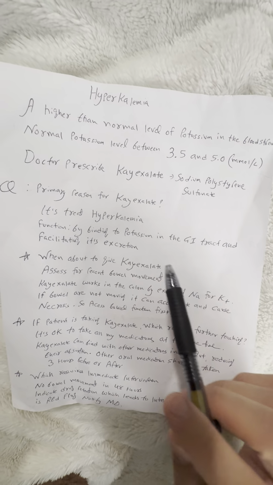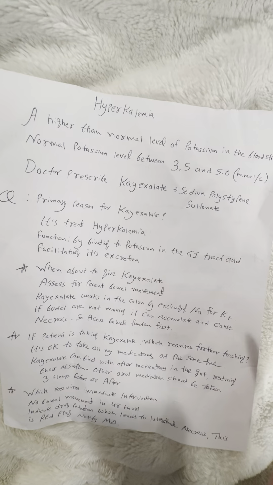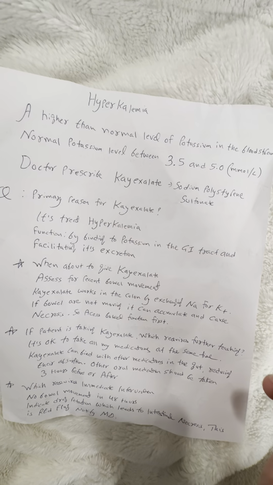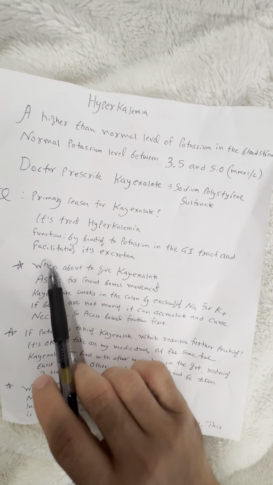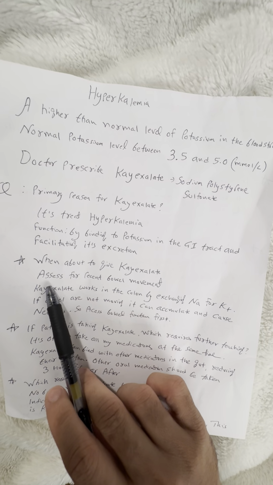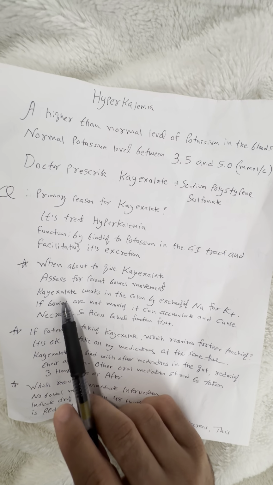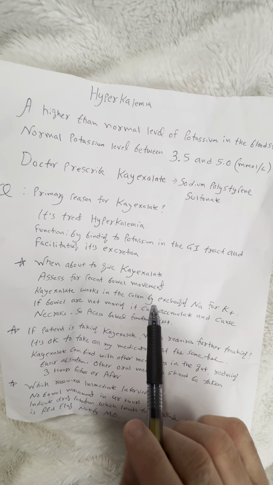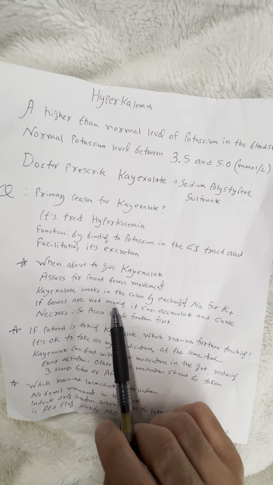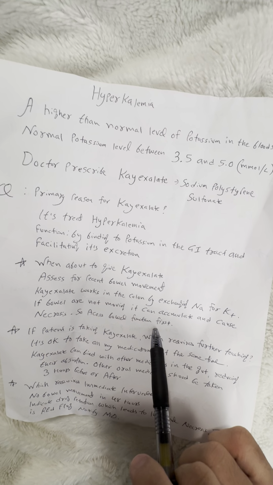Here is another NCLEX question. The nurse is ready to give Kayexalate. What thing do you have to look at first? Assess for recent bowel movement. That's the first thing you look for when you're about to give Kayexalate, because Kayexalate works in the colon by exchanging sodium for potassium. If bowel movements are not coming, it can accumulate and cause necrosis. So assess bowel function first.